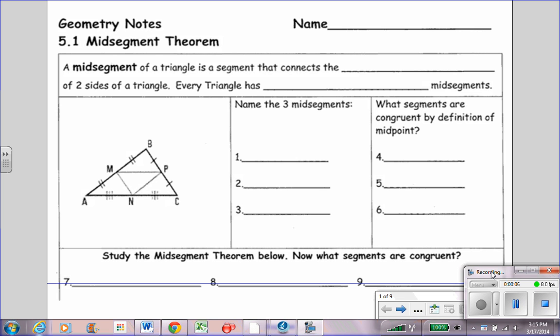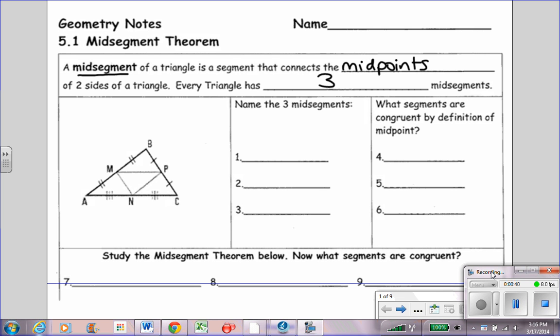The last relationship in a triangle is called a midsegment. A midsegment of a triangle is a segment that connects the midpoints of two sides of a triangle. Every triangle has how many midsegments do you think? It has 3 midsegments. For this section, we're going to name the 3 midsegments.